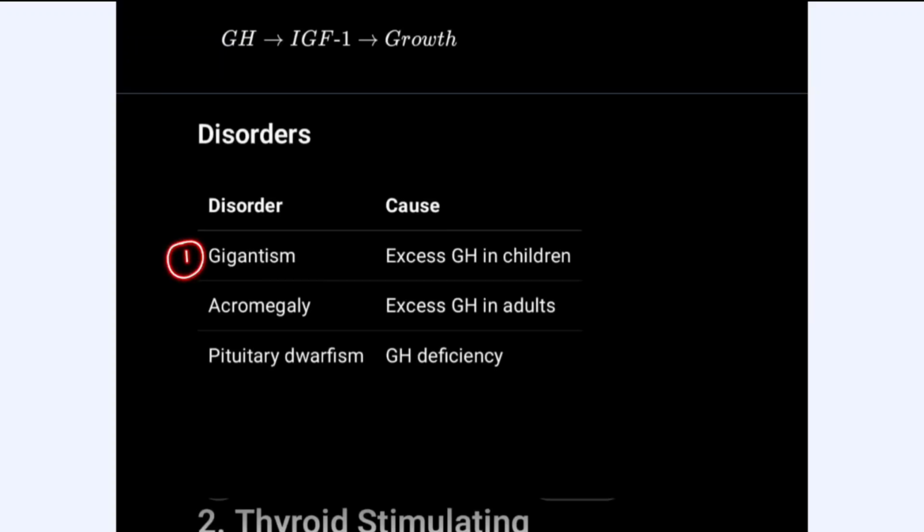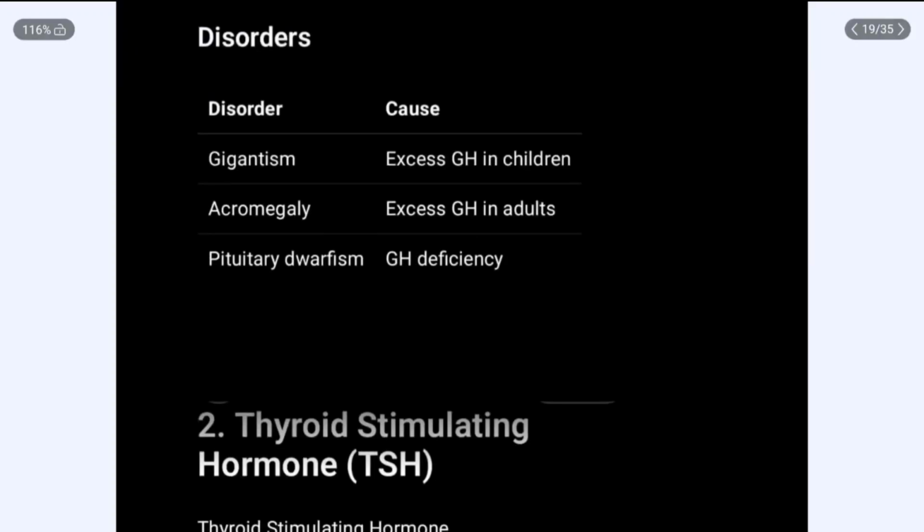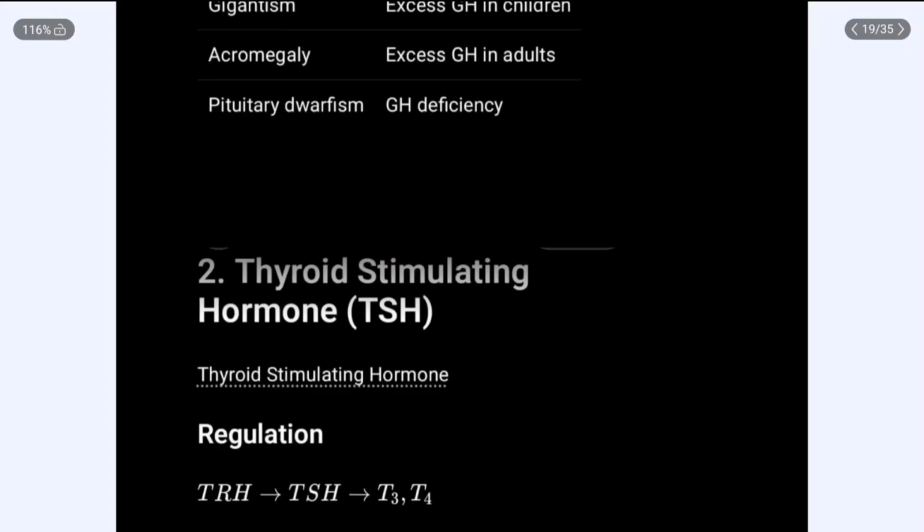Number 1 is gigantism. It occurs due to secretion of excess growth hormone in children. Number 2 is acromegaly. It's due to excess secretion of growth hormone in adults. And 3 is pituitary dwarfism, which is due to less secretion of growth hormone or growth hormone deficiency.